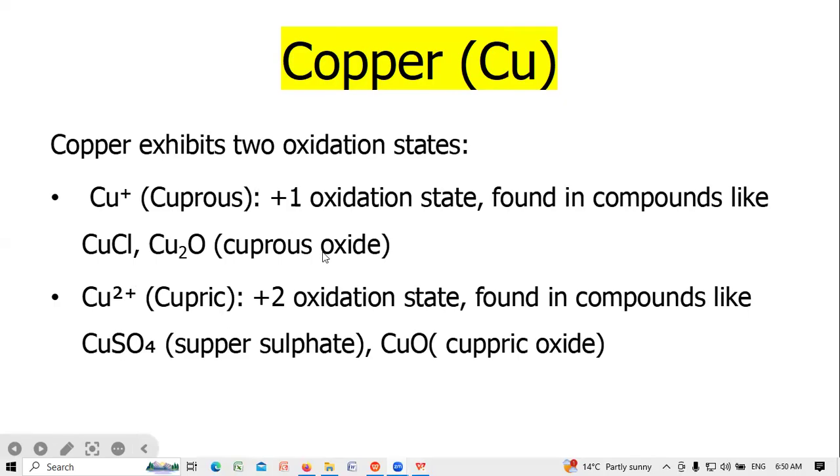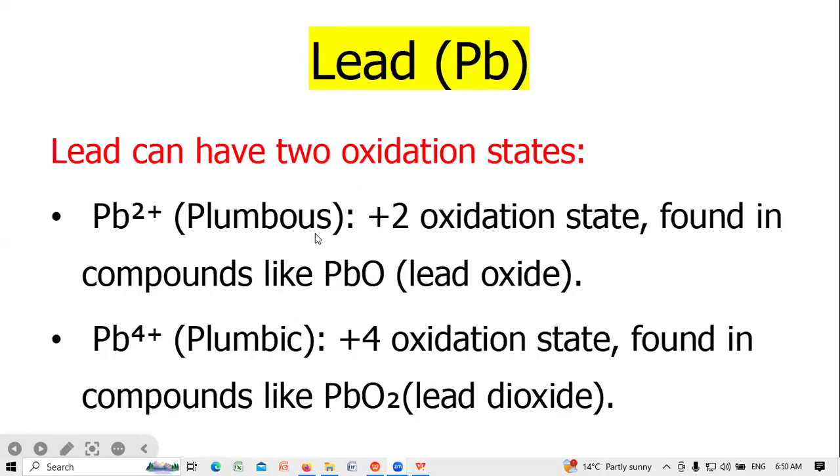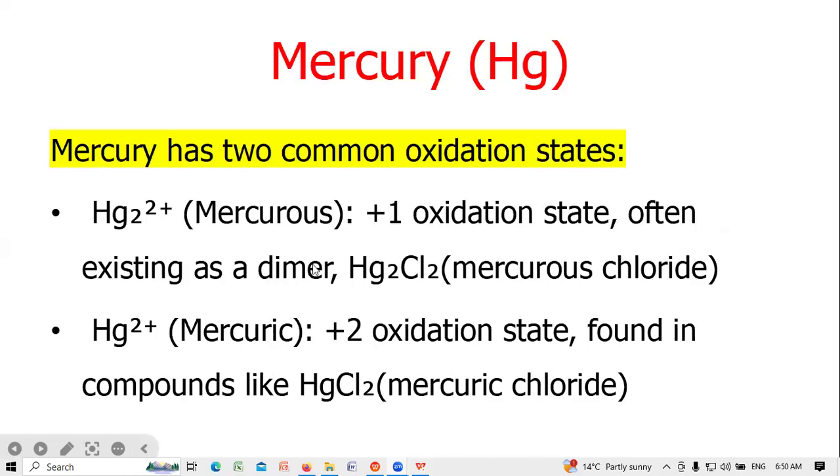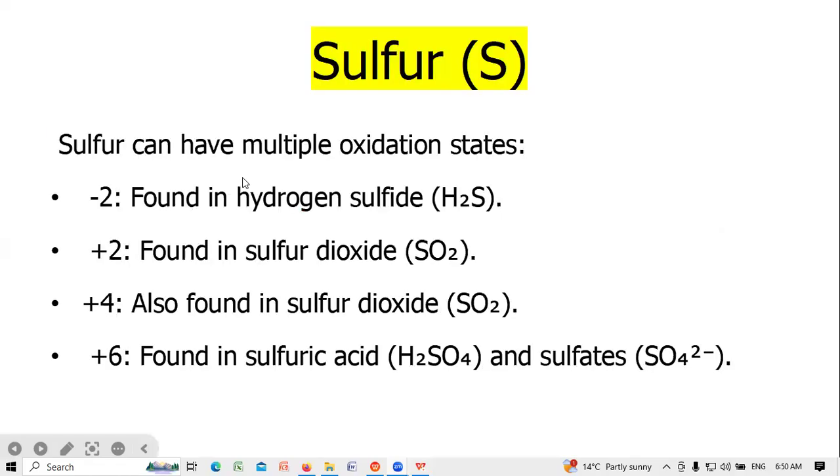They have the +1 and +2 types of variable valency. Also, lead shows two types of oxidation state, plumbous +2 lead oxide and +4 lead dioxide. Mercurous has +1 oxidation state, mercurous chloride, and mercuric chloride has +2 oxidation state. Sulfur also has four types of oxidation state, for example, hydrogen sulfide, sulfur dioxide, also found in sulfur dioxide +4 oxidation state, and +6 found in sulfuric acid.